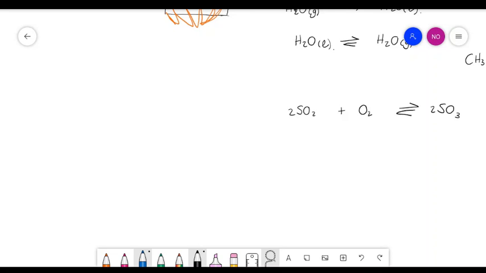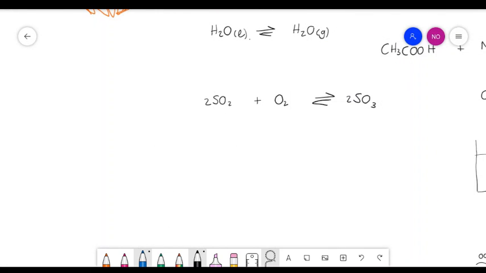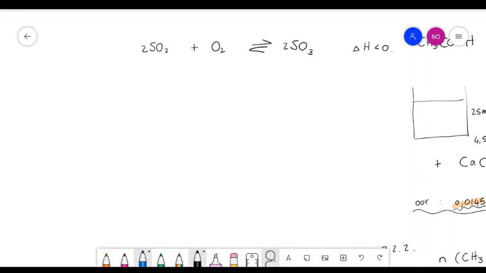Okay, let's say we have that reaction. And let's say I tell you for this reaction, delta H is negative. What does this mean? What does it mean when delta H is negative? Beteken hy is exothermic. Okay, meaning that if I draw this, it will look like so.